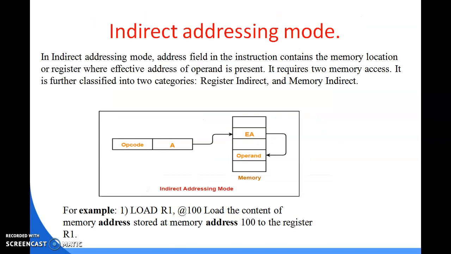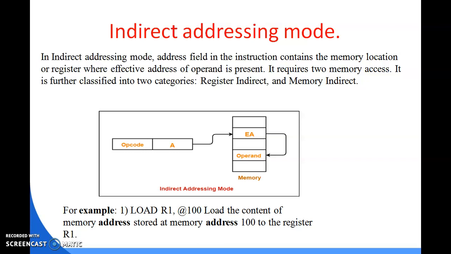Next is your indirect addressing mode. What is the indirect addressing mode? In indirect addressing mode, the address field in the instruction contains the memory location or register where the effective address of the operand is present. It requires two memory accesses. It is further classified into two categories: register indirect and memory indirect.